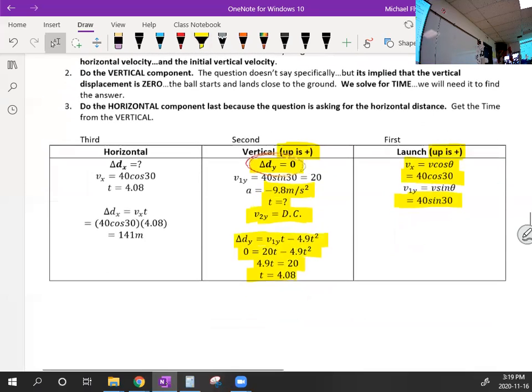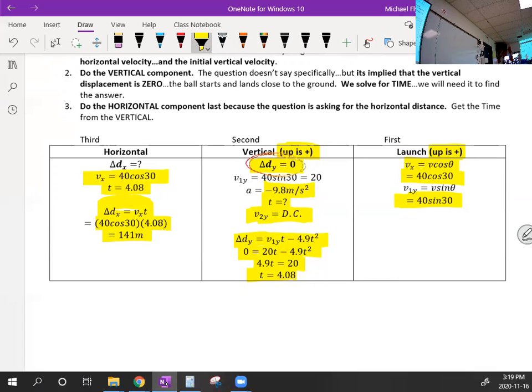All right, now we move on to the horizontal component. We'll do this last. Here's our launch condition that Vx is 40 times the cos of 30, and we found our time was 4.08. So all we got to do is use this equation here, multiply them together, and you get a range of 141 meters. All right, so that in a nutshell is how you do projectile motion equations.